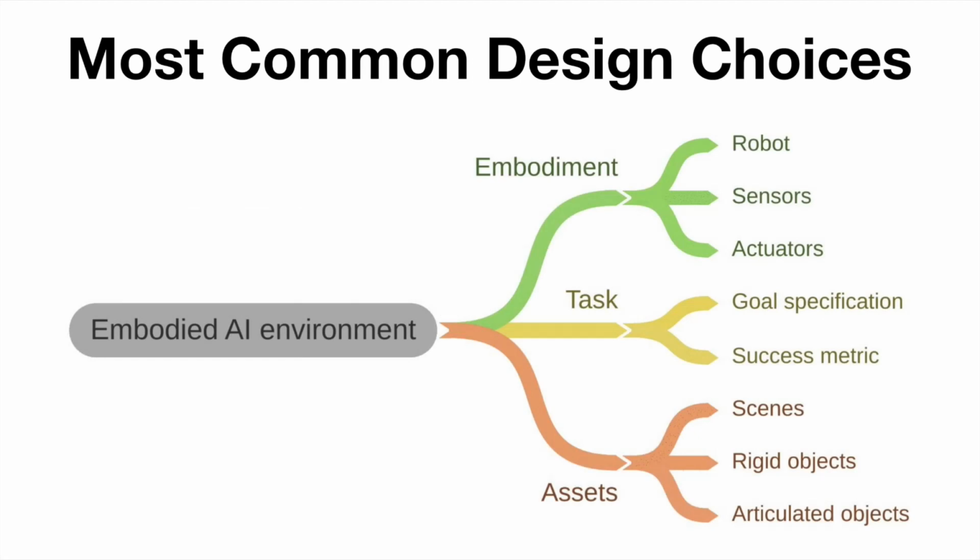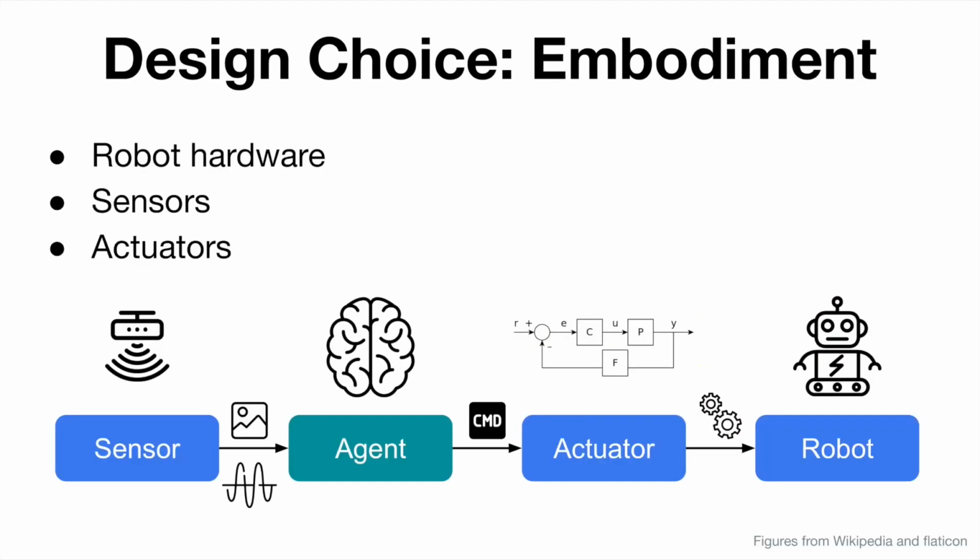Here, we list some common design choices. The most common design choices in building an embodied AI environment are embodiment, task, and assets. According to the theory of embodied cognition, many features of cognition are shaped by aspects of an organism's entire body. Sensory and motor systems are seen as fundamentally integrated with cognitive processing. For an intelligent agent, there exists a path from sensing to interacting with the world.